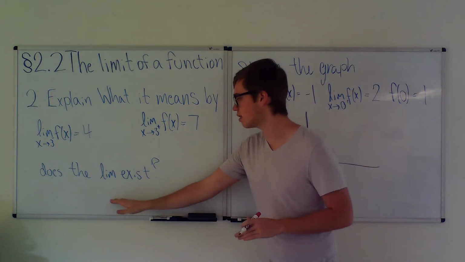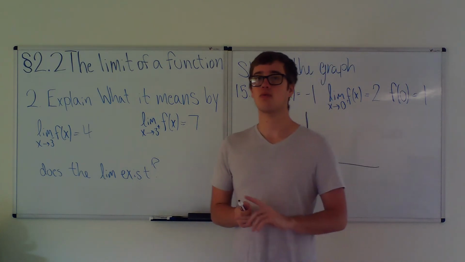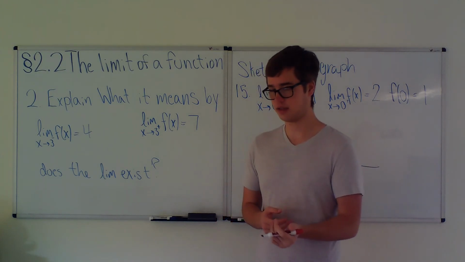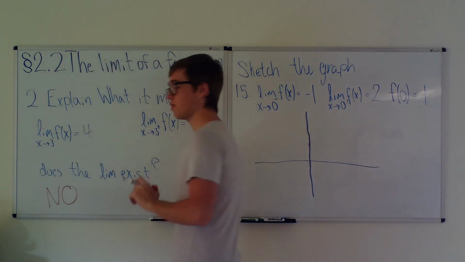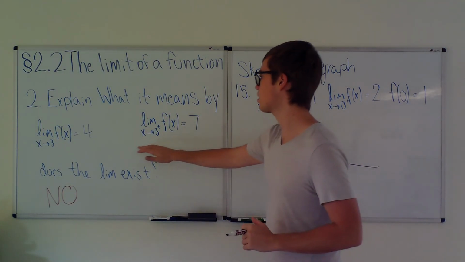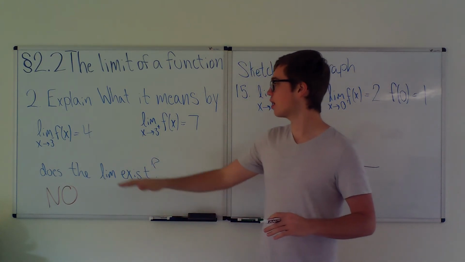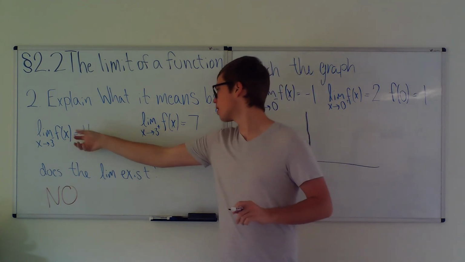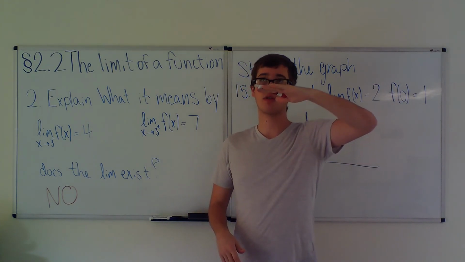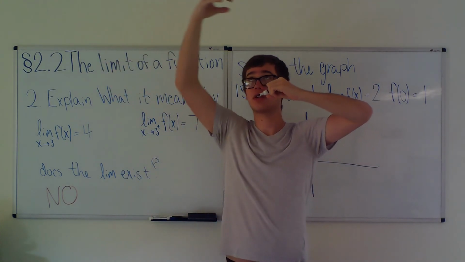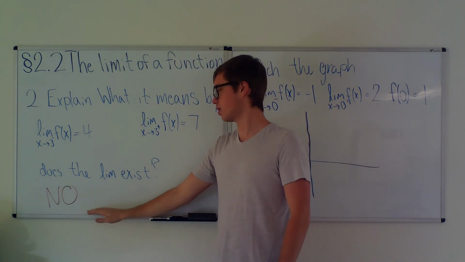So, does the limit exist? From the definition of the existence of a limit, we should know that it does not exist, because the limit exists if and only if both sides of the limit come to the same place. For this limit, it approaches 4 from the left side, and it approaches 7 from the right. So the limit does not converge to the same place, so it does not exist.